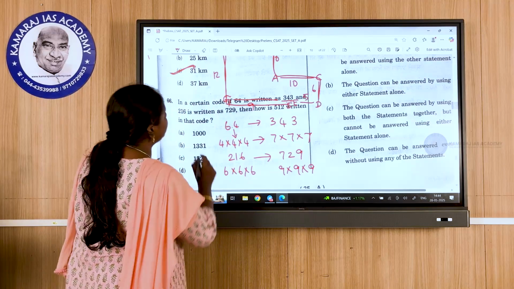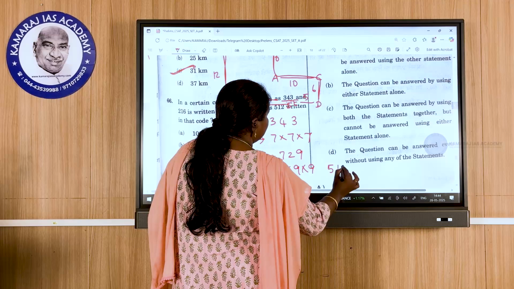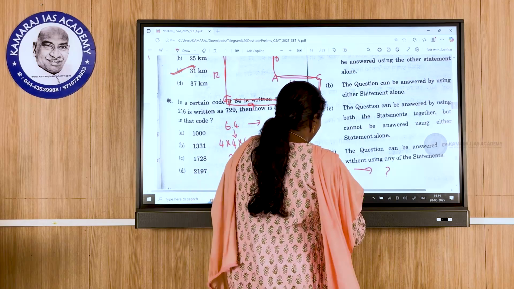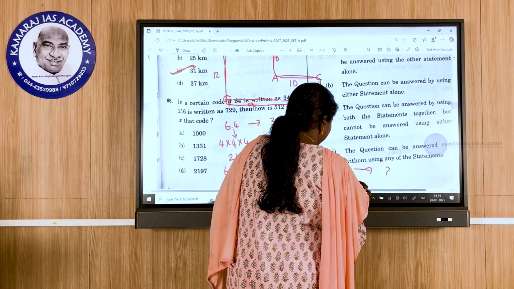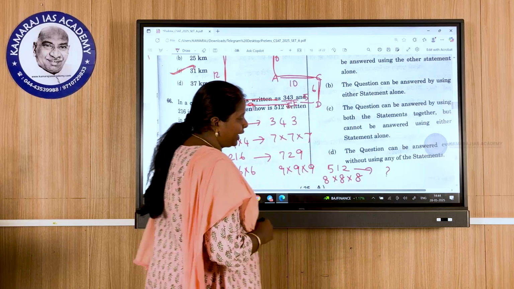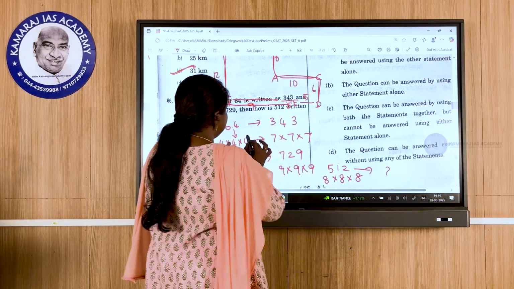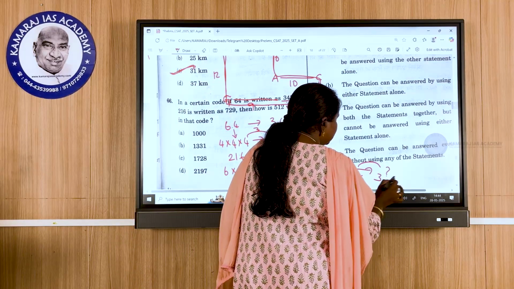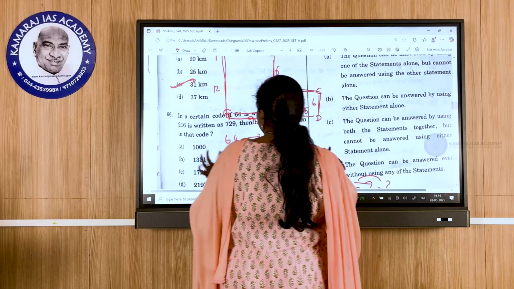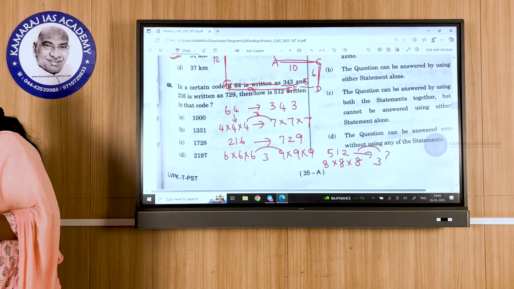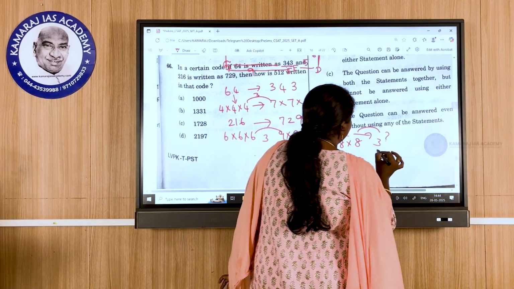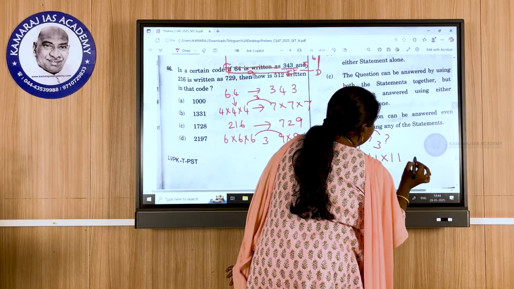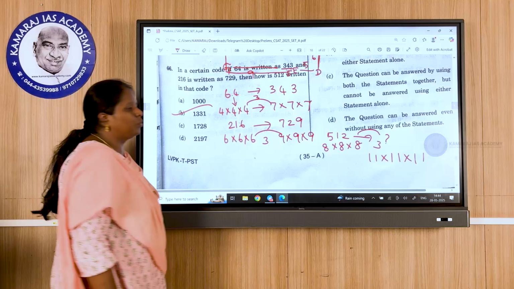Now similarly, 512. 512 is written as what? So 512 is 8 cross 8 cross 8. Now plus 3. So see here, this difference is 3, this difference is 3, and this difference again should be 3. So 8 plus 3, it is 11 cross 11 cross 11. So your answer is 1331. Clear?